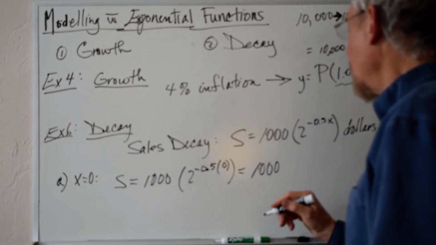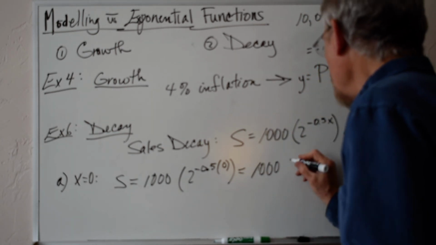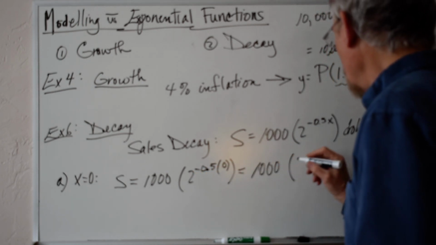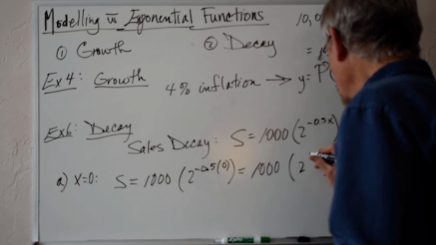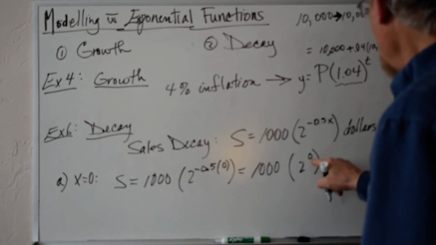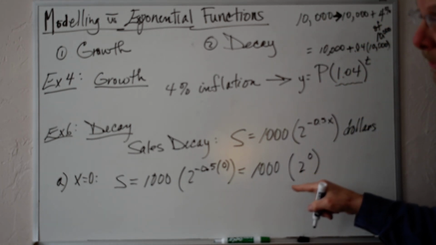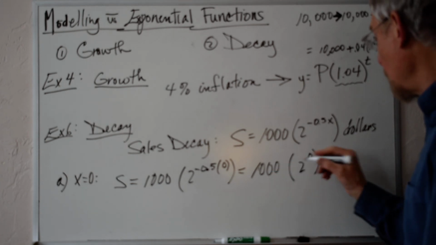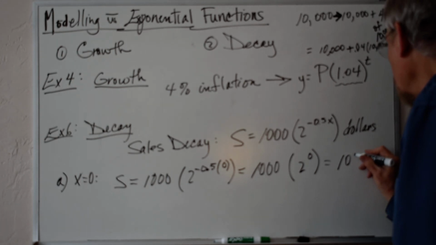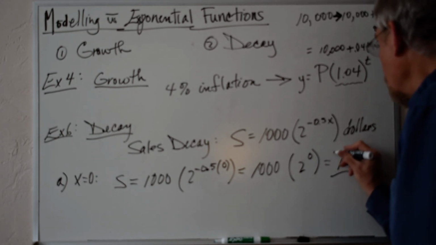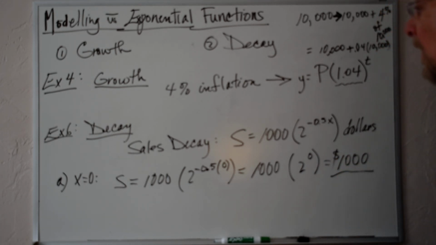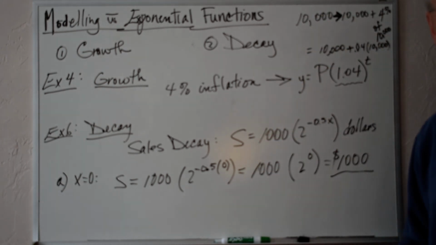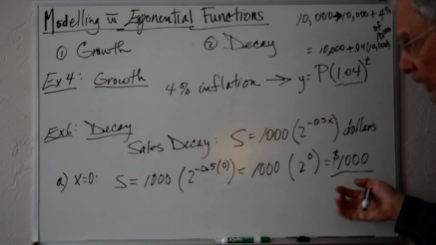So that $1,000 in sales, what's going to happen to it? Well, negative 0.5 times 0 is just 0. Any non-zero number raised to the 0th power is 1. So this is just 1 times 1,000, which makes sense because we're selling $1,000 a week at the moment the sales campaign ends. All right, so that's what that says.